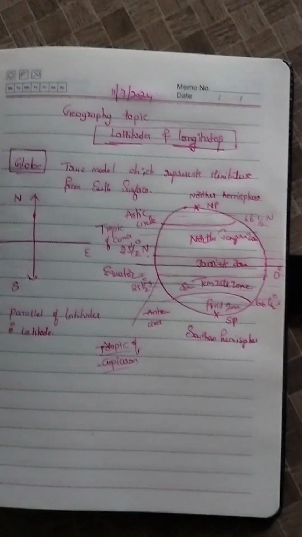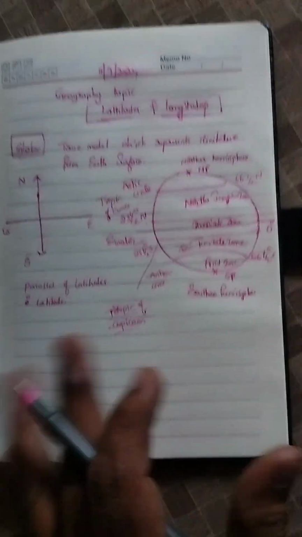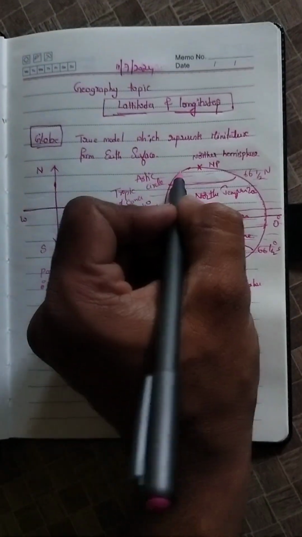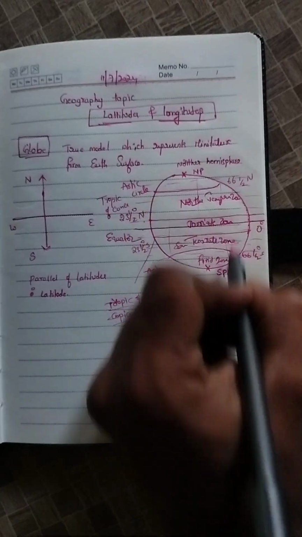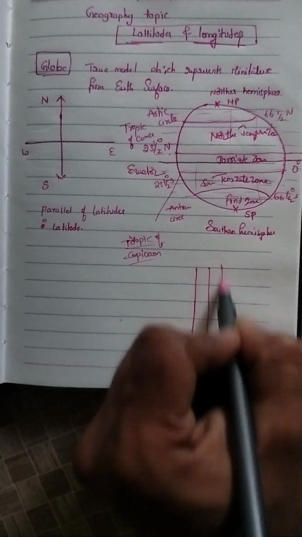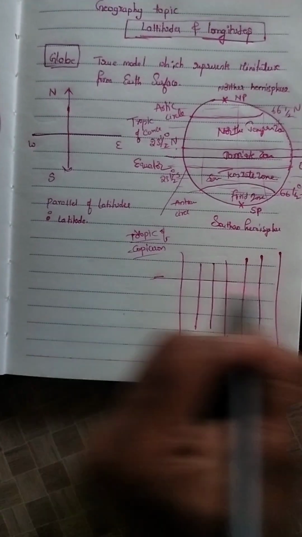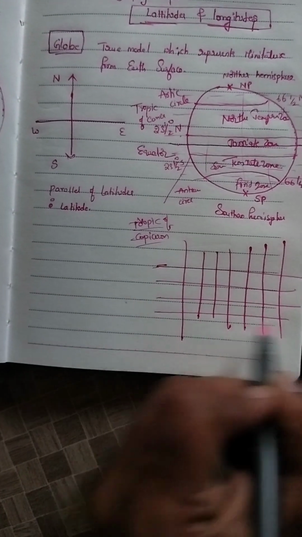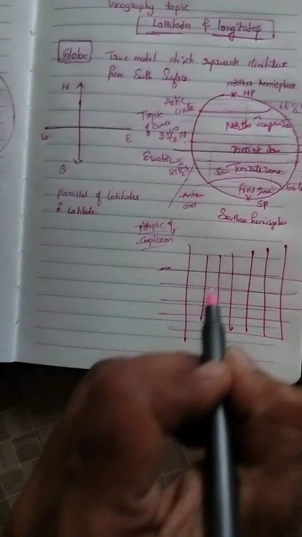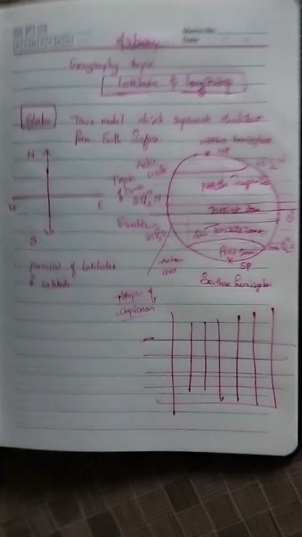And finally, the last one is longitude. These are the meridians of longitude, vertical lines. If you take the grid, vertical meridians of longitude and horizontal parallels of latitude make a grid. With it we can identify any point, any place on the Earth's surface.